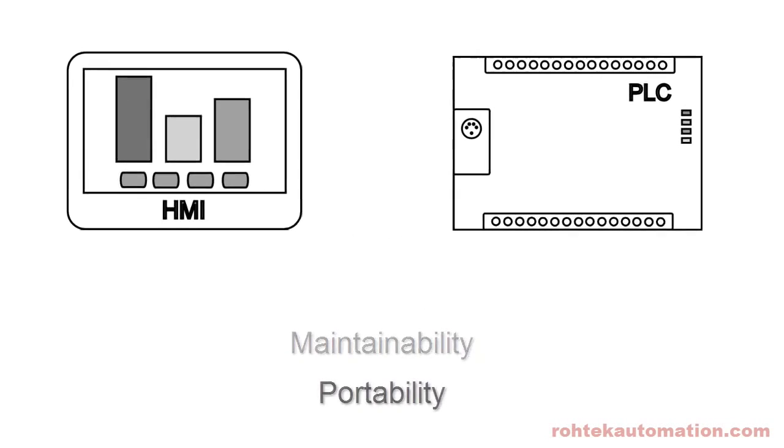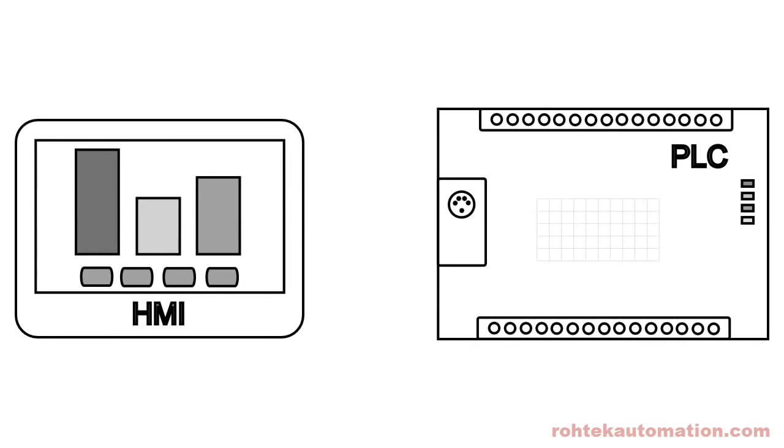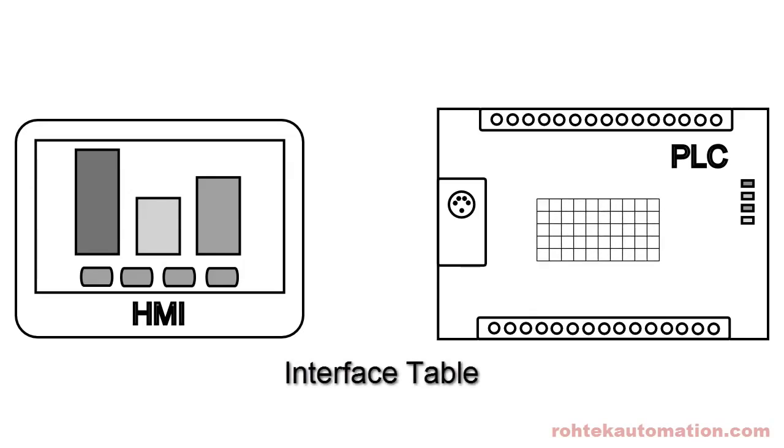The basic practice we'll be discussing is setting aside a block of standard memory in the PLC to serve as an interface between the PLC and the HMI. For reference in this video, we'll call it an interface table.